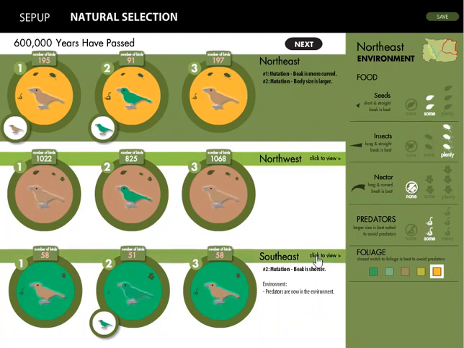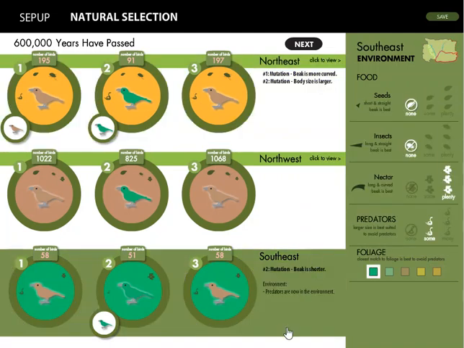Let's skip down here to the Southeast, where we've seen a mutation pop up in the second population. The mutation is that the beak is shorter. There are no food sources yet that would benefit from a short beak, so that's probably not a more fit selection. Also, we need to note that there are now predators in this environment. Let's see what happens to these mutations.